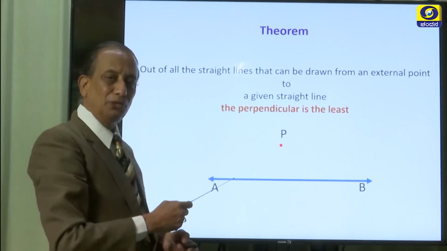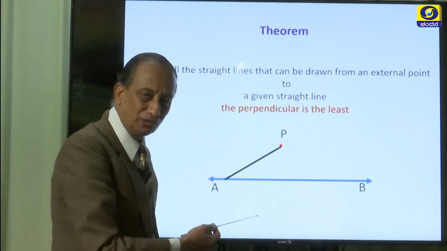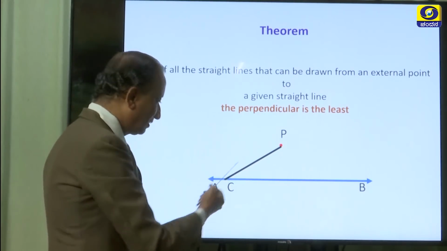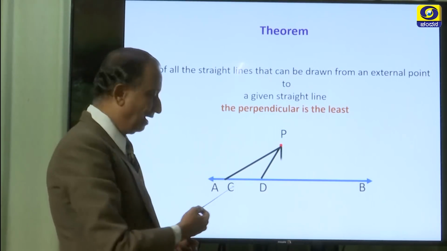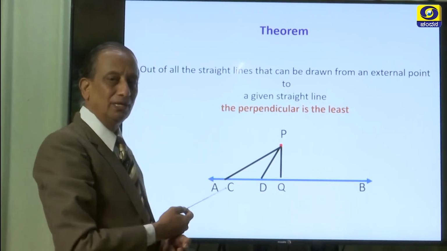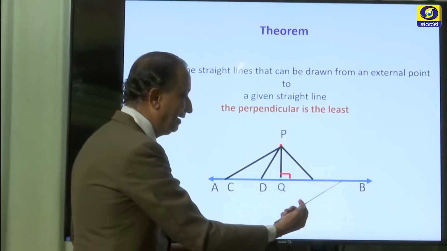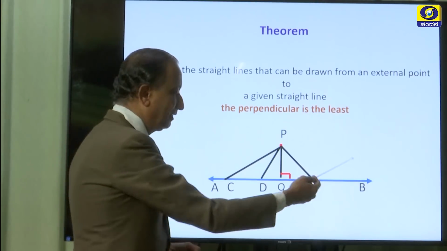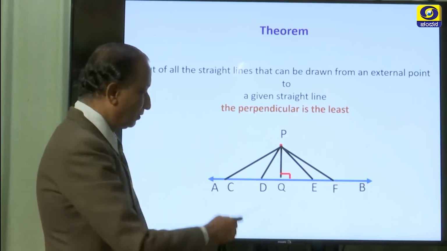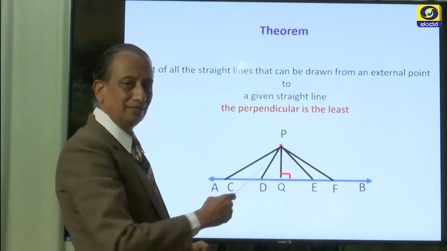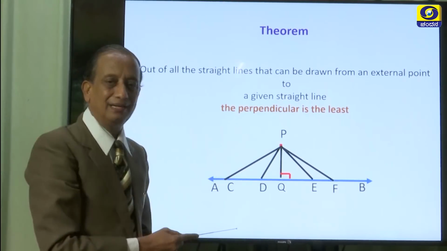So, from P you can draw so many line segments like this. A few have been drawn here. This is one, let us call it PC. This is another one, let us name it PD, and PQ is actually perpendicular to AB, and on the right also, for sample, let us draw a few more lines, say PE and PF. So, these are some of the line segments we can imagine from this point P to this straight line AB.